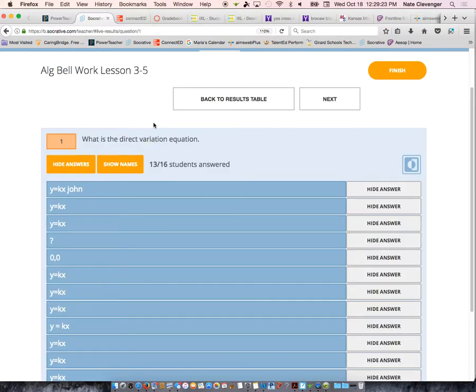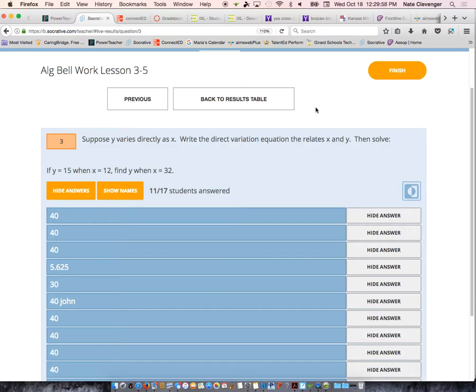I think they should just do it in Madden. Direct variation is y equals kx. We talked yesterday how k can also simply be m. It's okay if you put m for slope. We talked about k being a constant of variation. What point does it always go through? The origin. Direct variation goes through the origin, 0, 0.